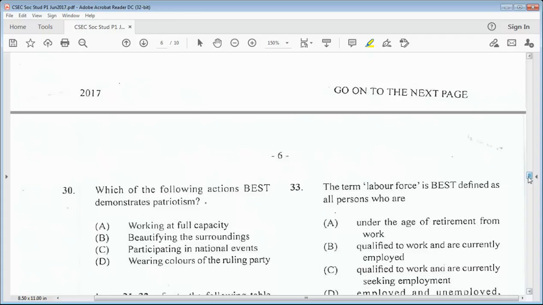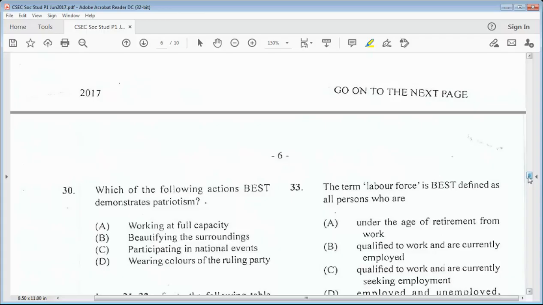So let's look at our answer options now. Working at full capacity, that will be out. And look at our method of elimination also, D would be out. Wearing colors of the ruling party, that would be out. So we're left with B and C.